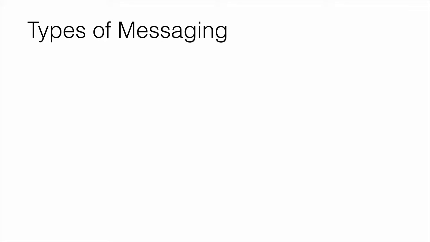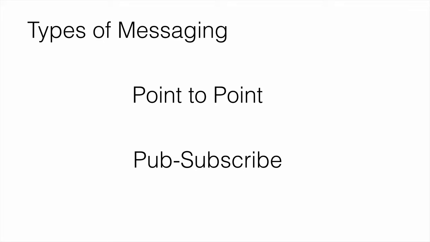What are the different types of messages provided by JMS? There are two types of messaging, namely point-to-point or P2P and publish-subscribe, also known as PubSub.